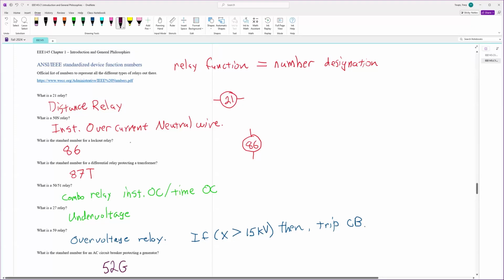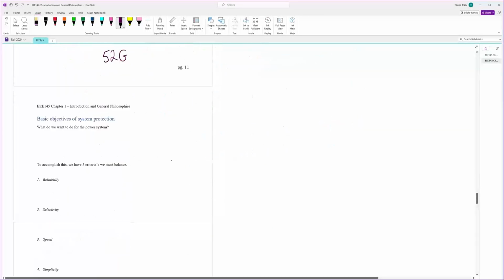I think everybody will eventually get to that point if you're going to be a protection engineer. So please get used to these numbers. All right, let's keep on going.